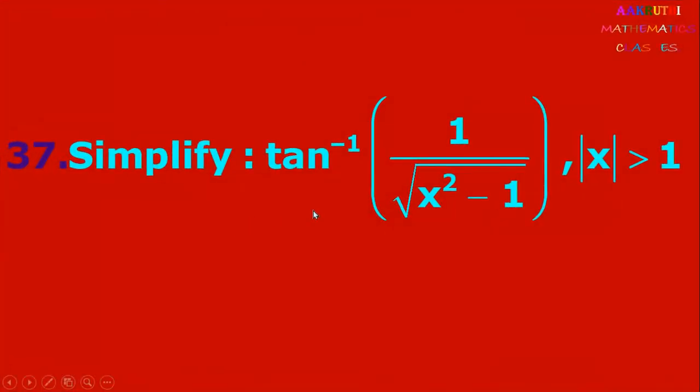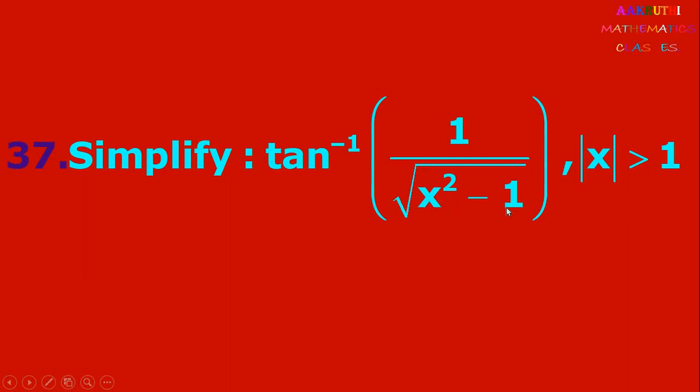The next one, simplify tan inverse of 1 by root of (x square minus 1). Now here we can substitute x equal to secant theta or cosecant theta. We have the secant square theta minus 1 formula or cosecant square theta minus 1 formula. So secant square theta minus 1 is tan square theta. Square root cancel, we get 1 by tan theta. But 1 by tan theta is cot theta. We get tan inverse cot theta. So again we have to simplify further. If you substitute x equal to cosecant theta, we get square root of cosecant square theta minus 1.